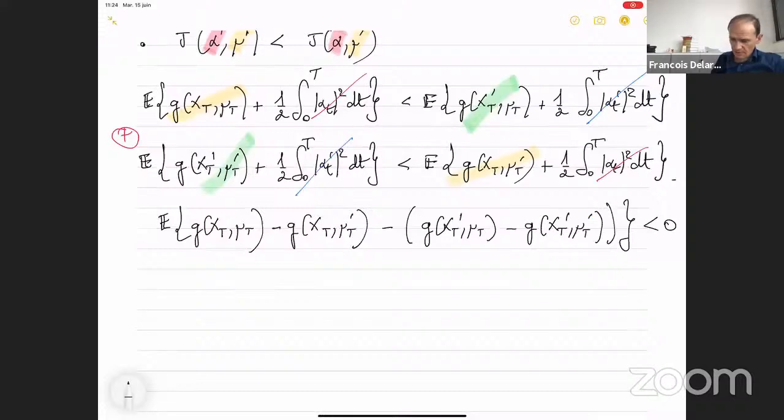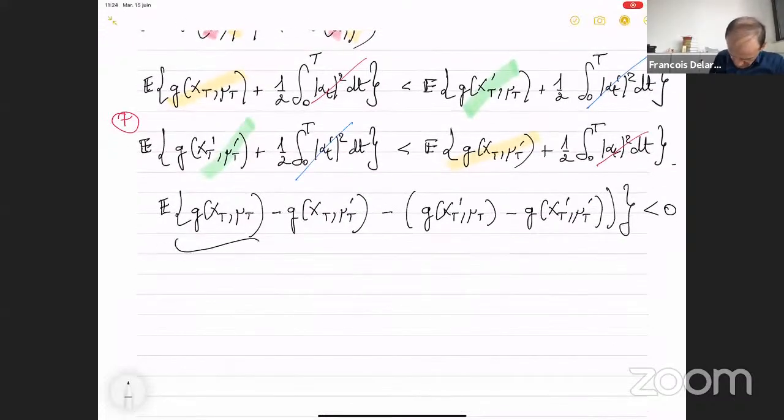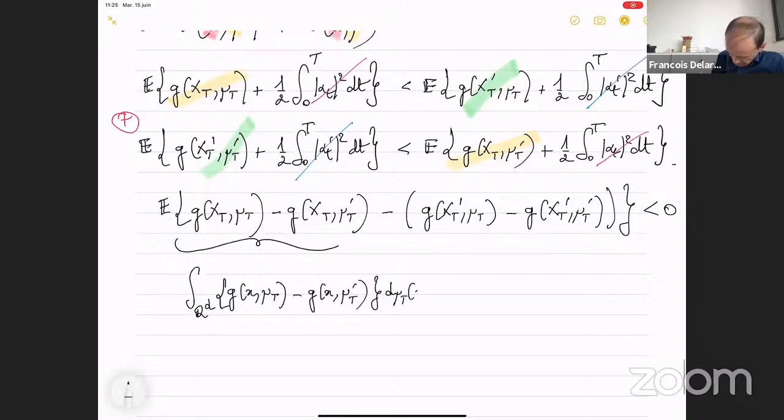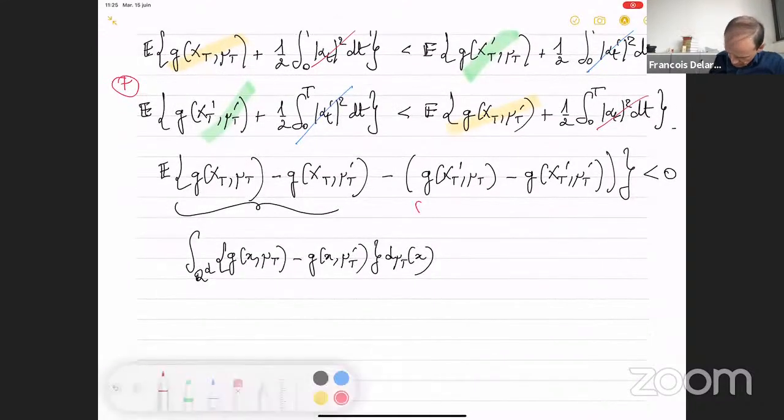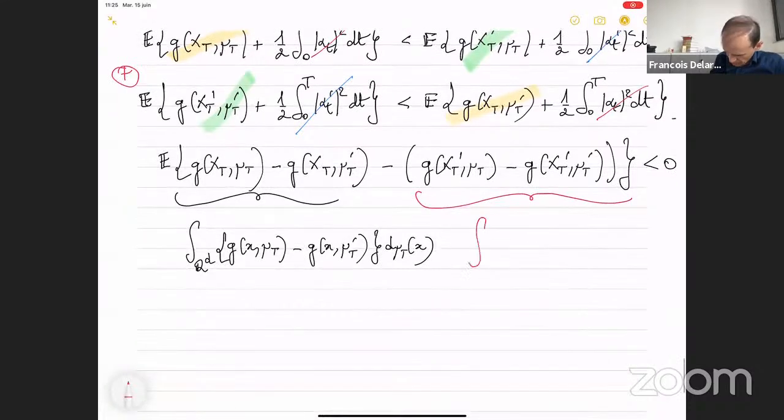And now you write exactly what is the meaning of this. If you take the first expectation, what is the law of x_t? Well, that's mu_t, very easy. So this is the integral over R^d of G(x, mu_t) minus G(x, mu_t') d mu_t(x). And you do the same for the other one. But now what is the law of x_t'? Well, this is mu_t'. So G(x, mu_t) minus G(x, mu_t') d mu_t'(x).